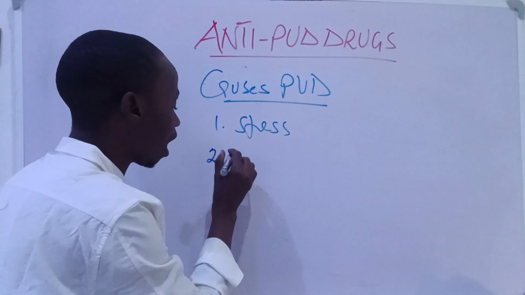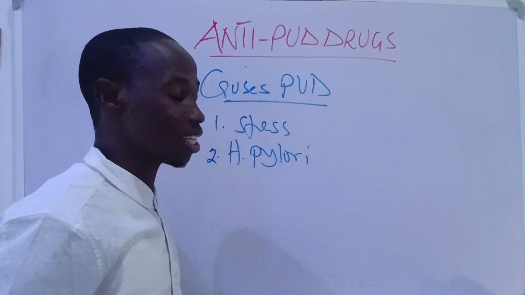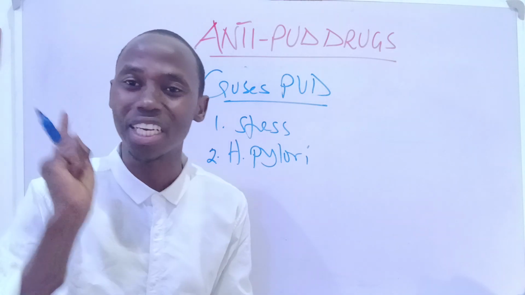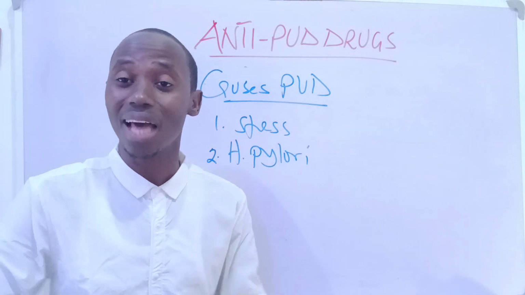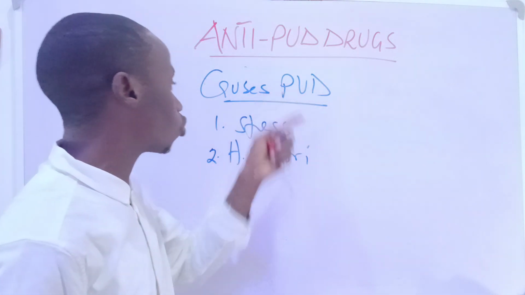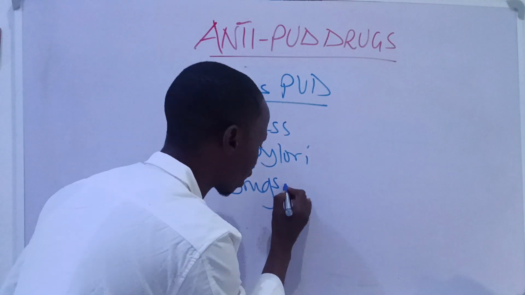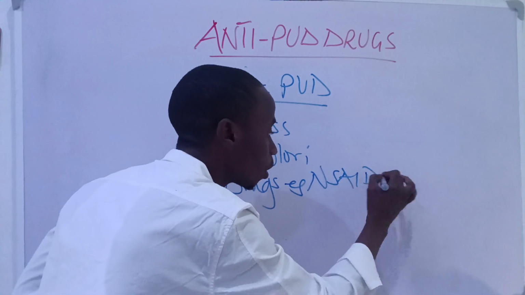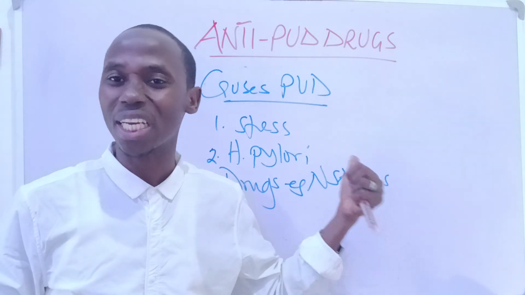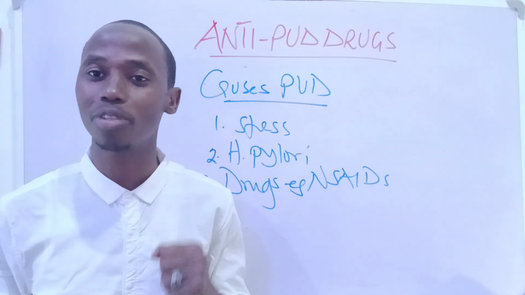Then number two, we have a bacteria called Helicobacter pylori. Helicobacter pylori was reported to be eating on the mucous membrane, thereby tampering with its integrity and again giving room for attackers to attack. That is why it is one of the major causes of PUD. Then number three, we have drugs, for example non-steroidal anti-inflammatory drugs like diclofenac. Because these drugs are acidic in nature, when taken chronically for a long period of time, they stand a big chance of precipitating peptic ulcer disease.